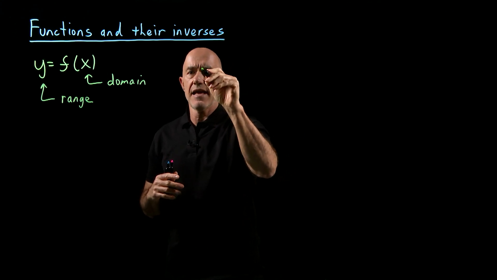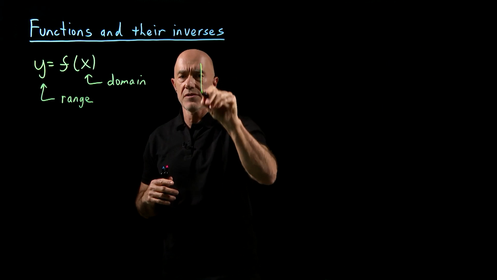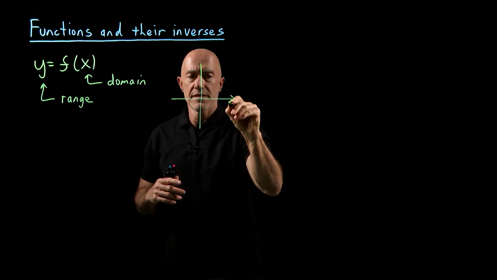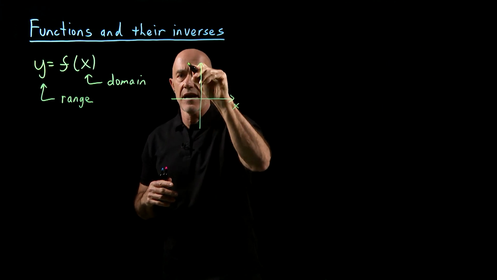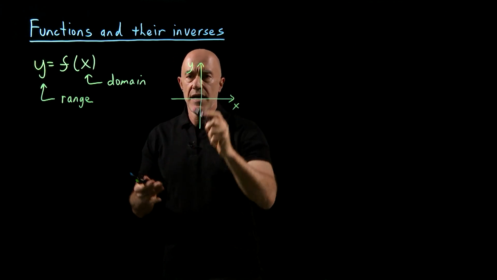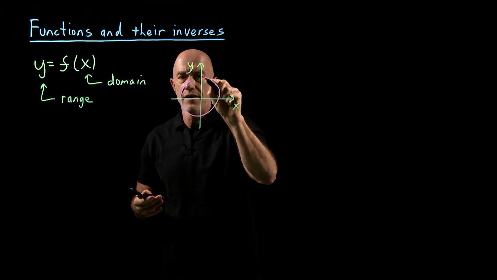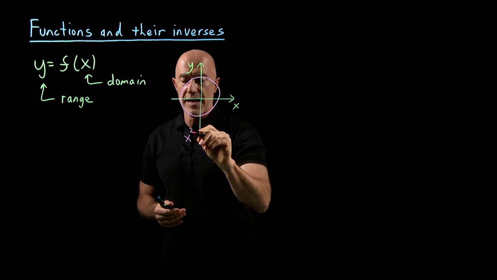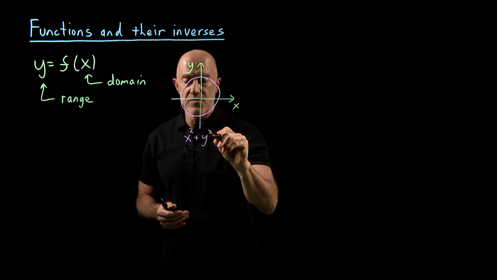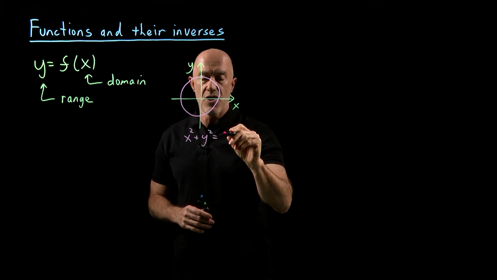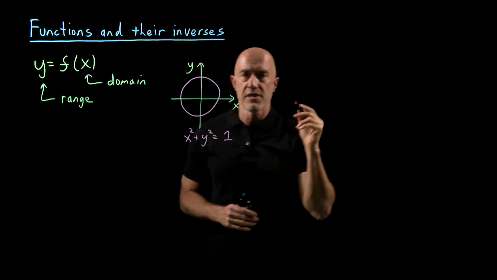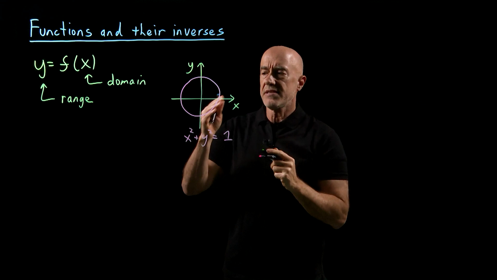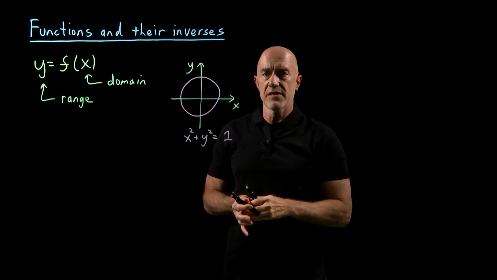If we look at a graph of a circle, say, so this is our x-axis, this is our y-axis, and I draw a circle here. The circle is defined by the equation x squared plus y squared equals r squared. I can take r equal to 1, so this is the unit circle. This is not the graph of a function.